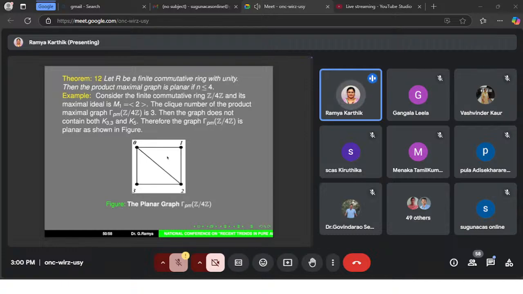So here, is our product maximal graph planar or not? Yes, it is planar, but there is a condition: if n, the number of vertices, is less than or equal to 4, then our product maximal graph is planar. Apart from that, we are not able to draw this graph without crossing edges.